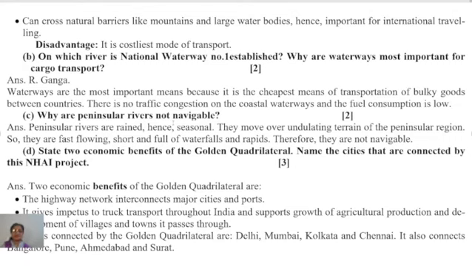Then the cities connected by the Golden Quadrilateral are Delhi, Mumbai, Kolkata, and Chennai. These are the four main cities which are connected. It also connects several other cities, like Bangalore, Pune, Ahmedabad, Surat. These are all industrial centers, and they are connected by the Golden Quadrilateral.